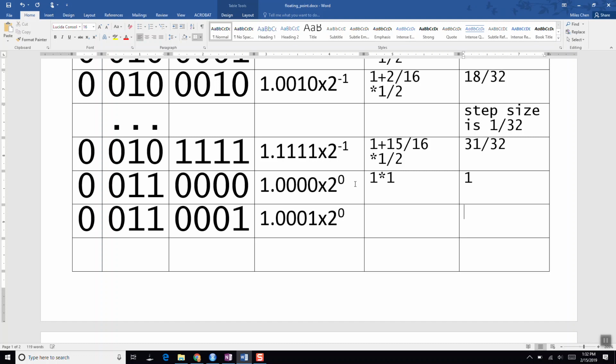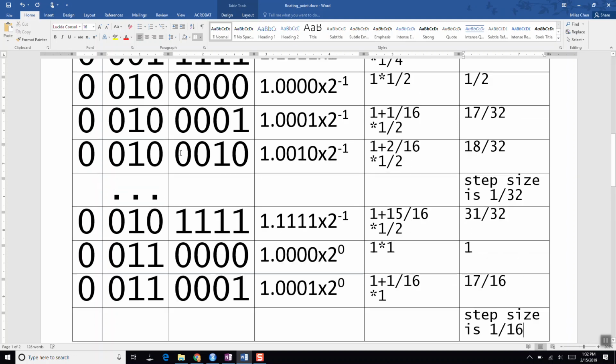And what do I have here? So I have 1 plus 1/16, times 1. And so I'm going to have 1 and 1/16, or maybe I'll write 17/16, if we're okay with this. And so what is my step size now? My step size is 1/16.